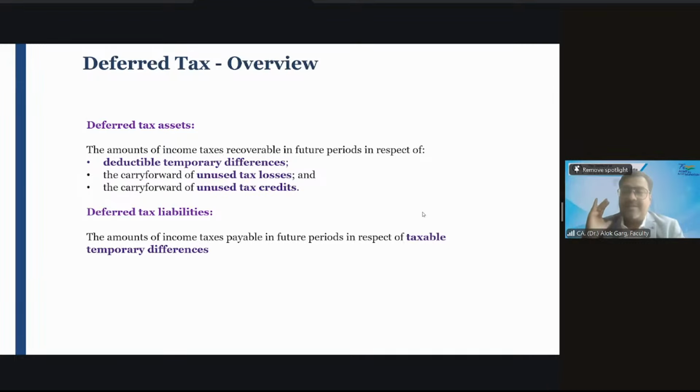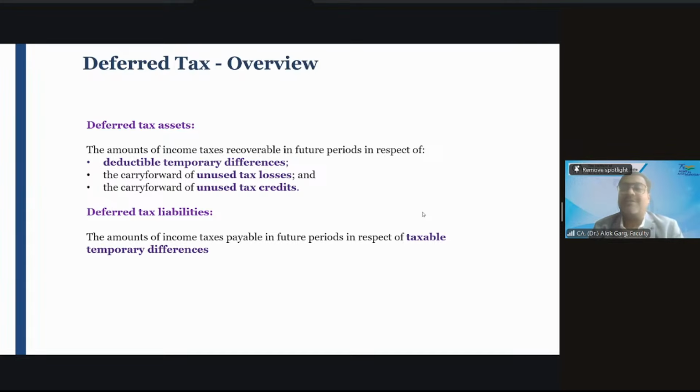So the standard has given you some degree of determination. The standard has told you that if there is a probability of recovery of deferred tax asset, if there is a probability of setting off the tax losses carried forward, then only you need to create a DTA on the unused tax losses and unused tax credit, otherwise no. Okay. So we will cover this in the specific items.